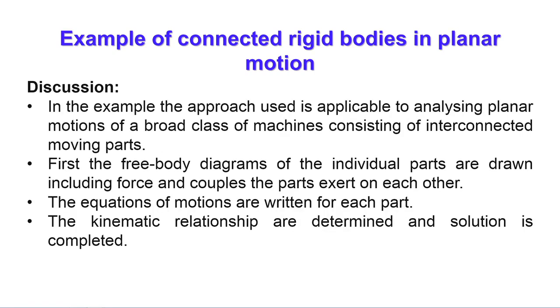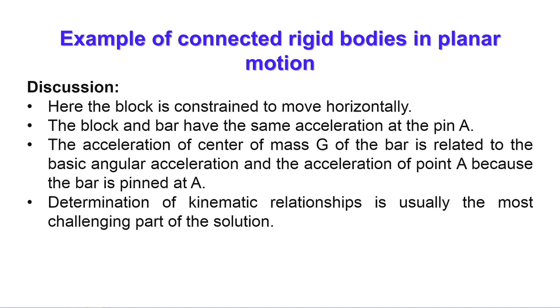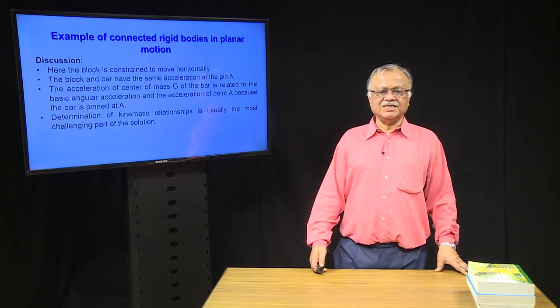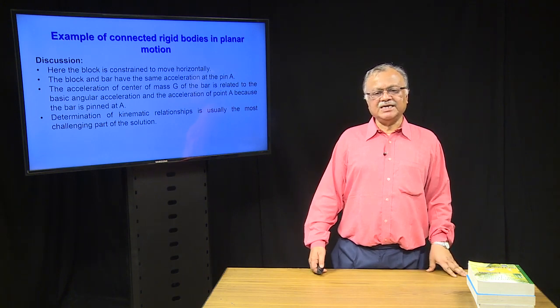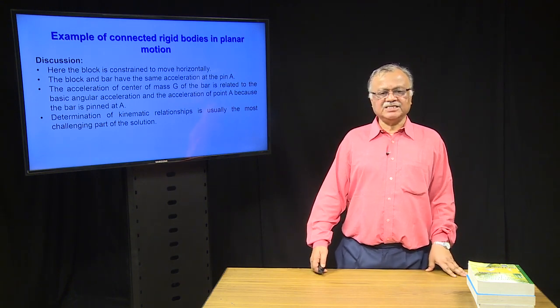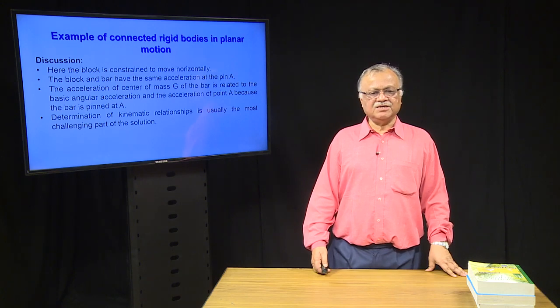So, in this example the approach used is applicable to analyzing the planar motion of a broad class of machines consisting of interconnected rigid bodies. Here the block is constrained to move horizontally, and block and bar have the same acceleration at point A. That is why, when you have found the acceleration of point A, we add the radial and tangential accelerations, and we have found the other points.